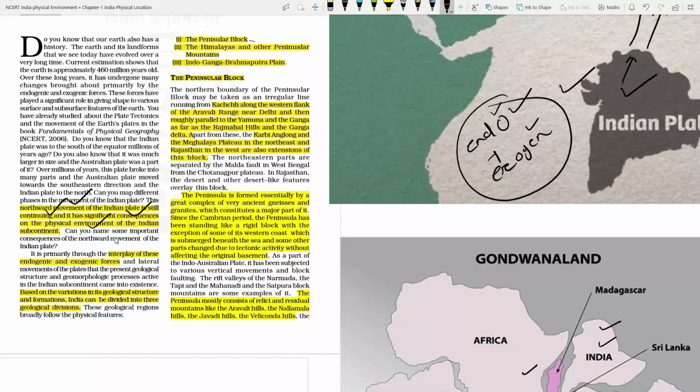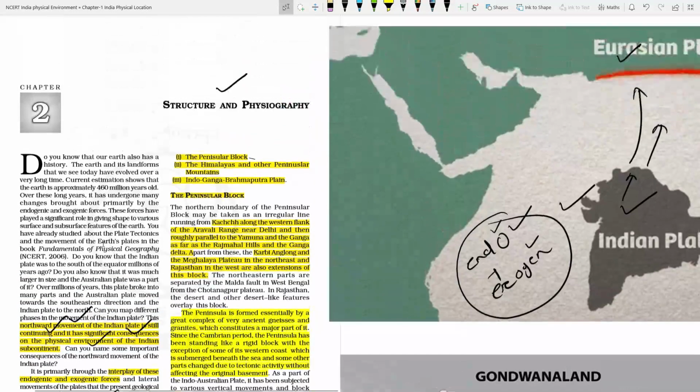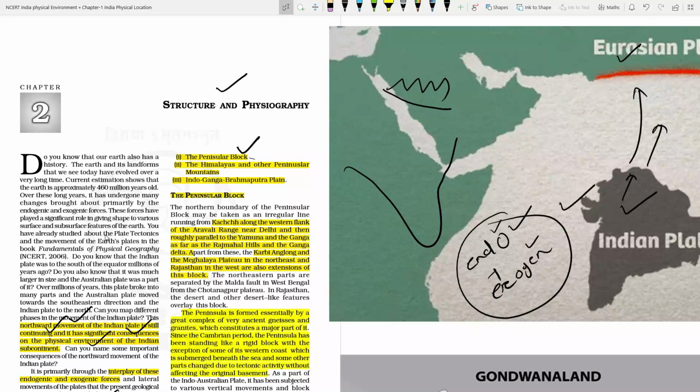Okay. So based on the variation in its geological structure and formation, India can be divided into multiple divisions. The three major divisions which we can see in the present world: one is the peninsular block of India, this part which we can say. Second is the Himalayan part of India, and third is the Indo-Gangetic plain. Okay, the Indo-Gangetic plain. So it is the Gangetic plain.